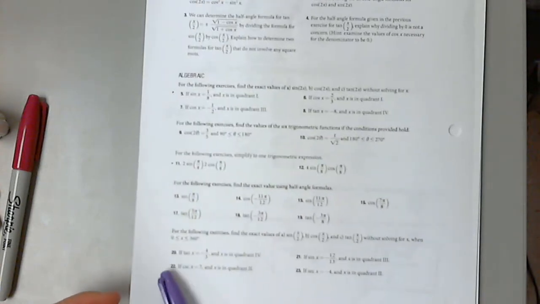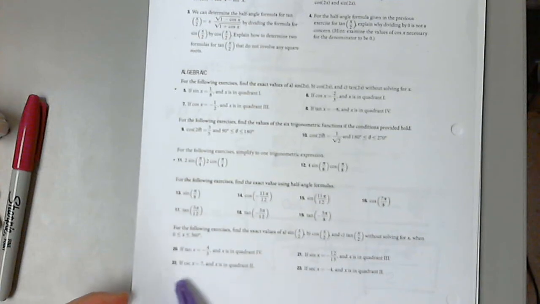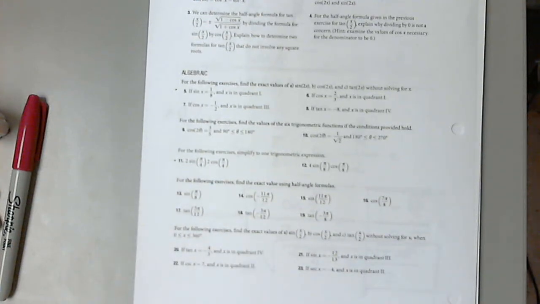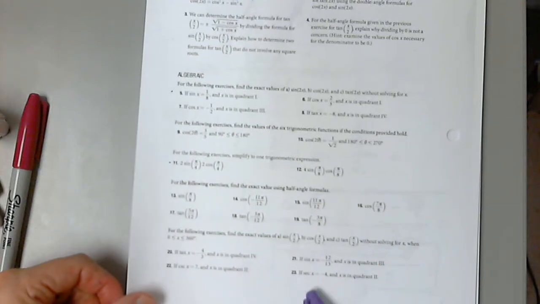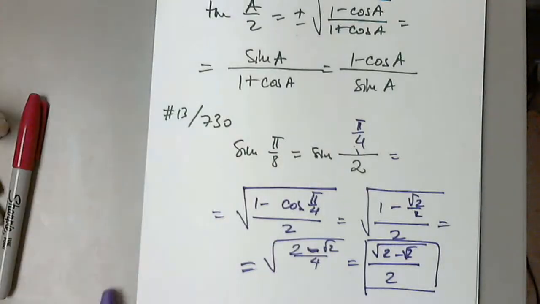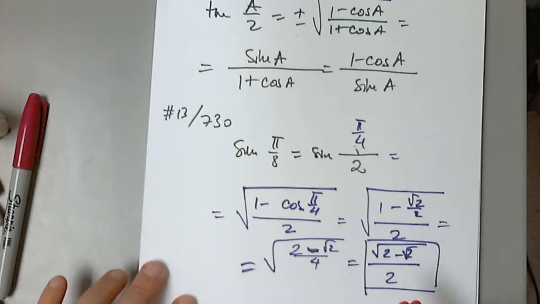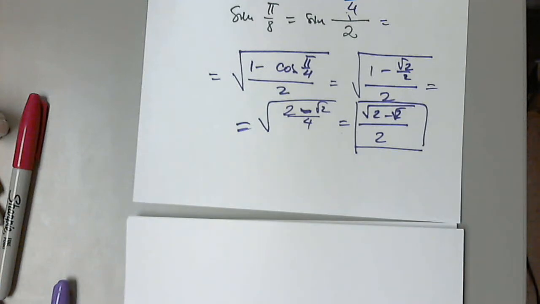Okay, so let's take a look at any of these. Let's choose one in which we're asked to find sine x over 2, cosine x over 2, and tangent x over 2. Which of these would you like? Okay, 21. If you don't want to pick, I will. So 21 on page 730.